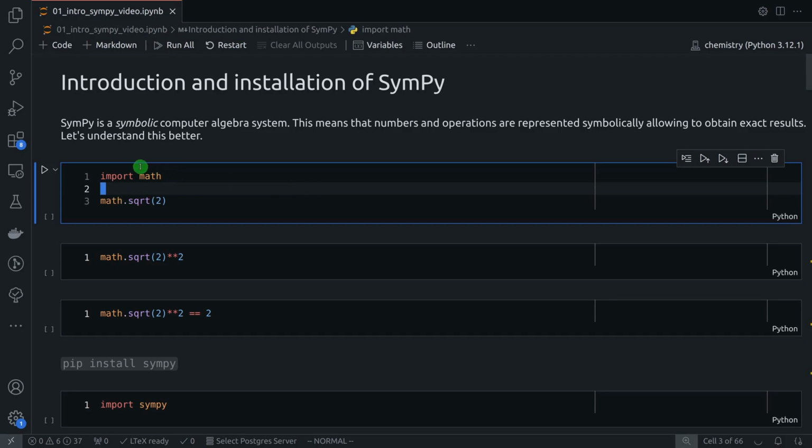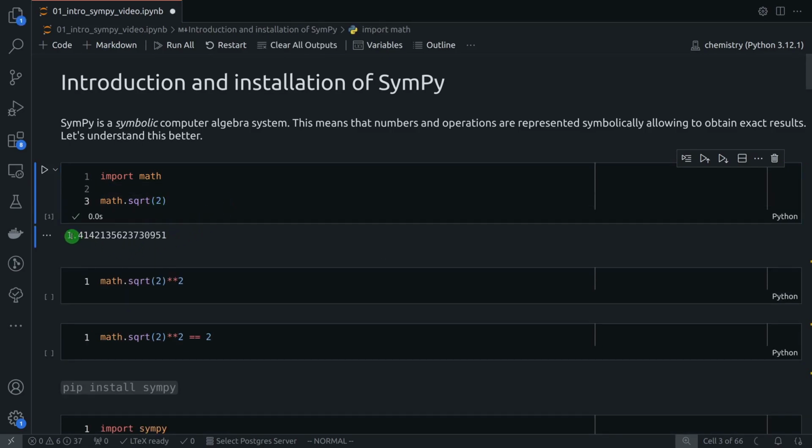So here I have the math module. This math module comes with Python. You don't have to install it. It is already installed on your computer if you have Python. And I'm importing this math module and using it to calculate the square root of 2. So let's execute this cell, and we have the result. The result is 1.4142 and so on.